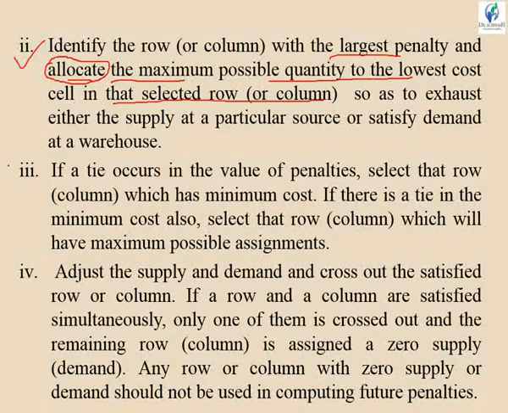Third step, if a tie occurs in the value of penalties, select that row or column which has minimum cost, and if there is a tie among the minimum cost also, then select that row in which maximum possible assignments can be done. So this will be better understood in the examples.